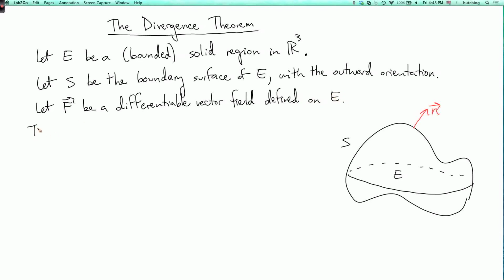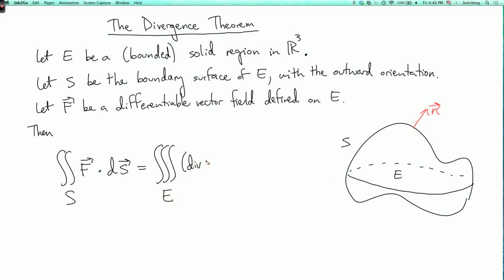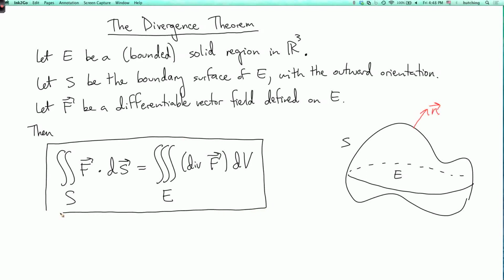Then what the divergence theorem says is that the double integral over the boundary surface S of F dot dS is equal to the triple integral over the solid region E of the divergence of F with respect to volume. So this formula actually is pretty intuitive. I think it's more intuitive than Stokes' theorem. Why is that? So what is this saying?